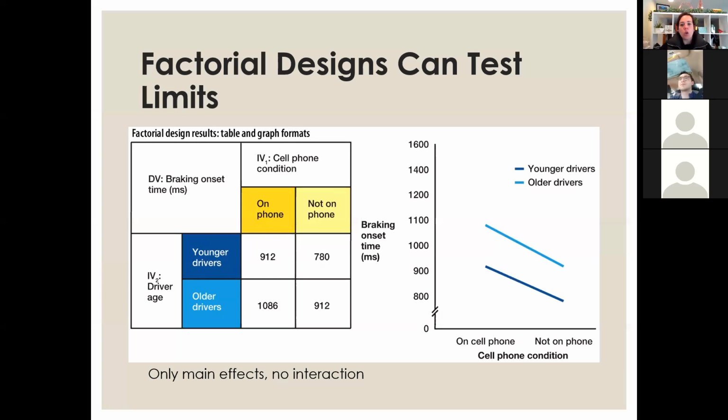So overall, older drivers are slower at braking than younger drivers, okay? And you can also see that overall, both of them are slower if they're on the phone than not, because there's a decrease both ways here. Okay. Does that make sense? Yeah. Okay. So this is showing a main effect without an interaction.